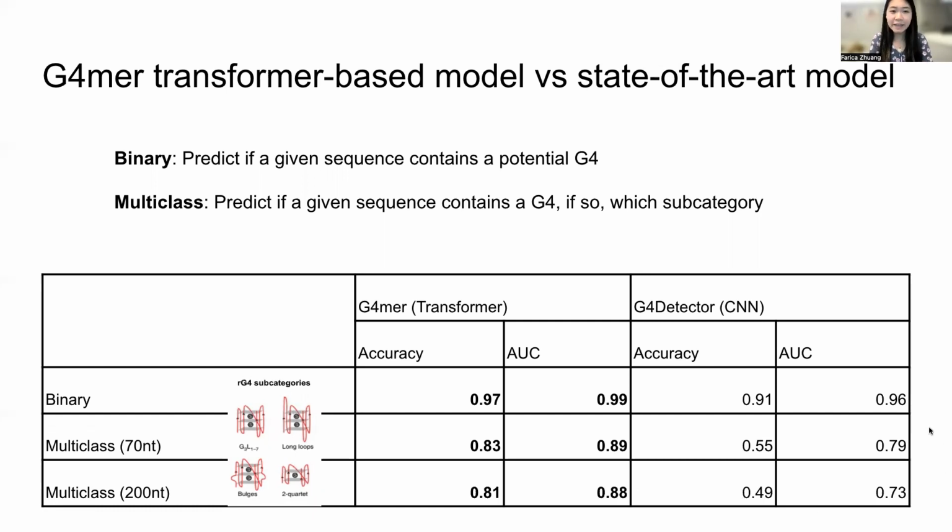We also tried a different input sequence length of 200 nucleotides, and while both model performances dropped, a larger drop is seen for G4 Detector for both accuracy and AUC. This shows that G-Former is better at predicting G4 subcategories and is more resilient to changes in the length of the input sequence.